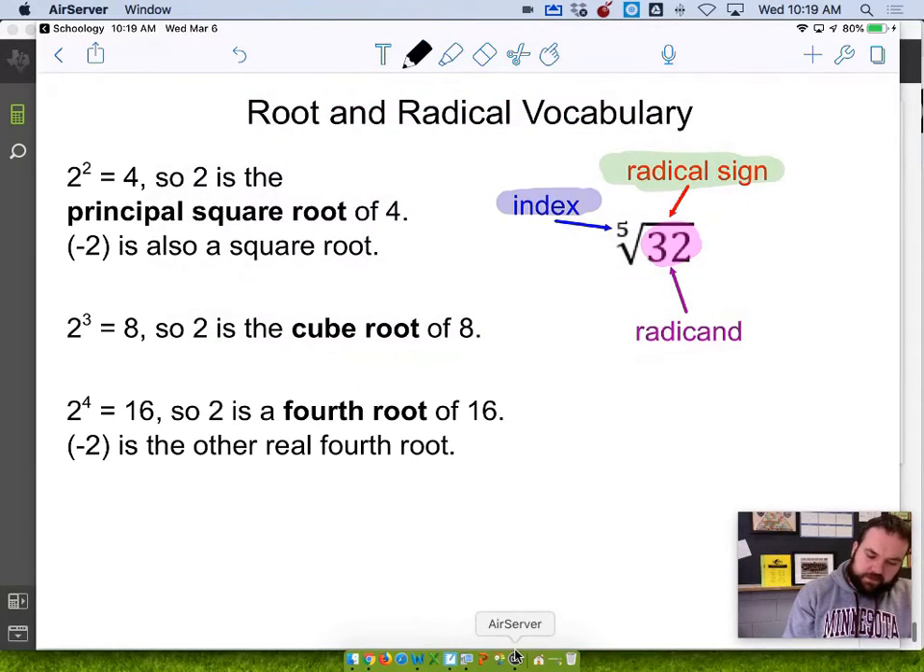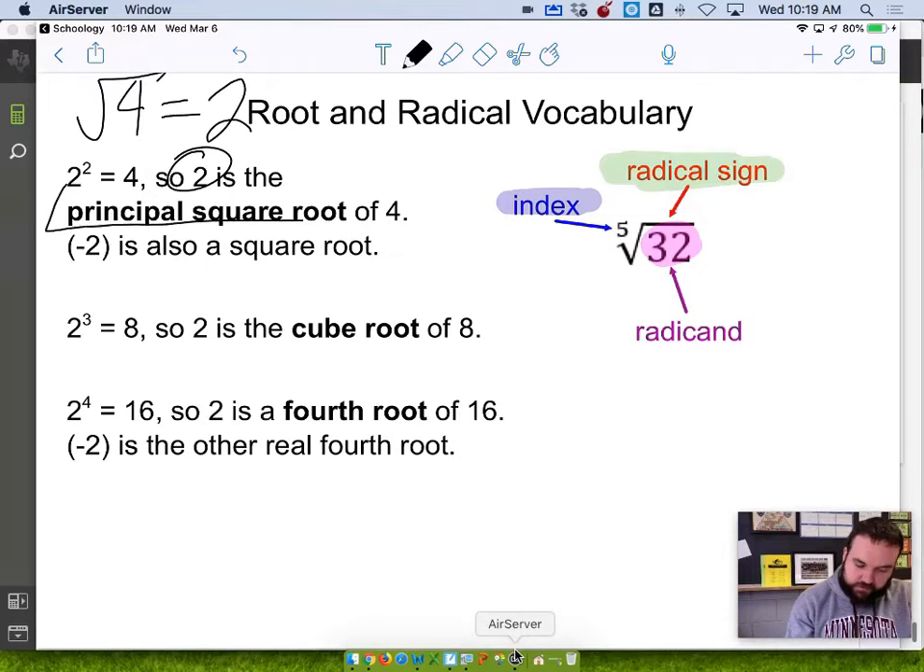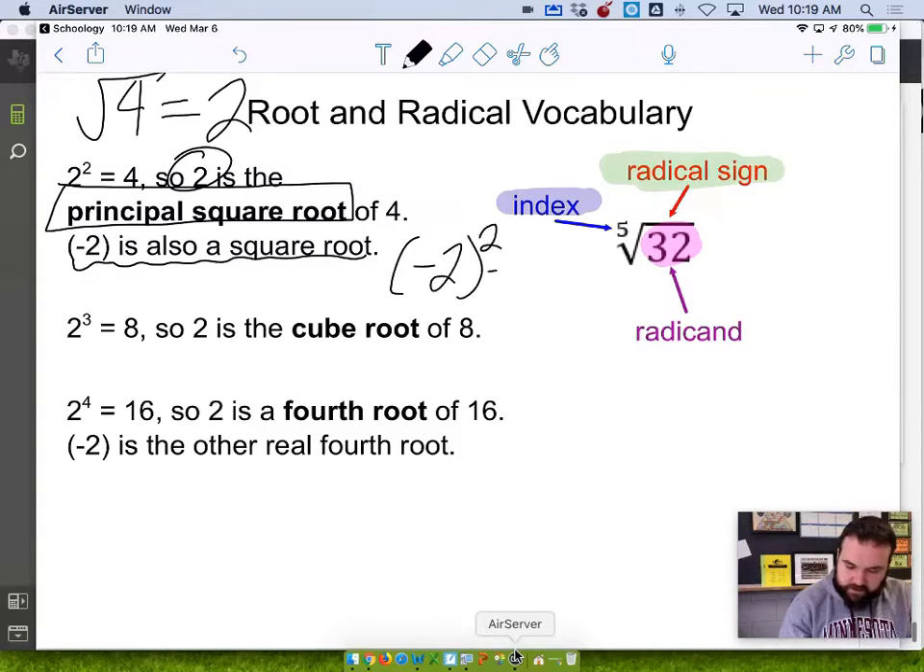On the left here is some other lingo that's not as important. If you type in the square root of 4 in a calculator, you're going to get 2 as the answer. And we call 2 the principal square root, meaning the main square root. But we do also need to understand that negative 2 raised to the second power also gives me 4. So there are 2 different square roots of 4: positive 2 and negative 2.